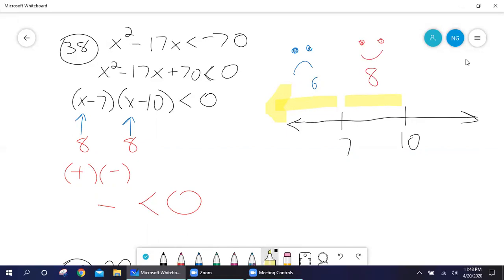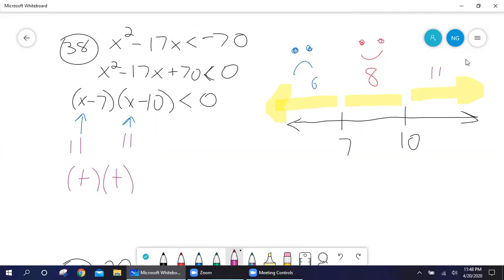And now I'll test a number to the right of 10. We'll just go with 11. And again, I'm just looking for the positive versus negative here. So if I plug 11 into the first factor, I'd end up with a positive result. Positive in the second one. A positive times a positive is positive. But I wanted stuff less than 0, so that does not work.